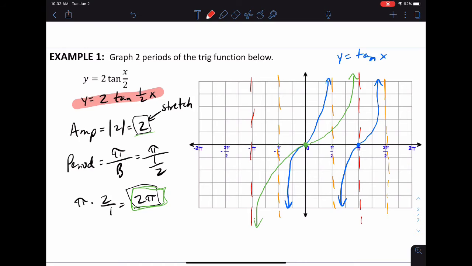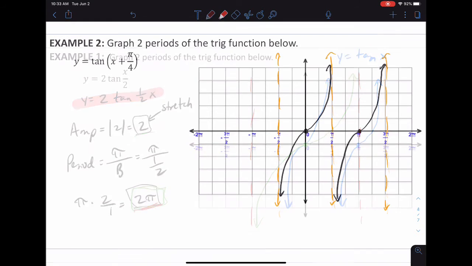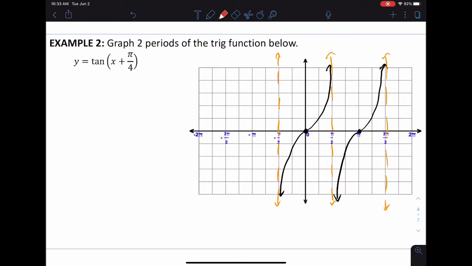Okay, so it's going to be wider than usual because the period is extended. For this one, it's tangent, there's no amplitude, tangent of x, so the period is still going to be pi. So the only new part is this plus b, plus 1, plus pi over 4.